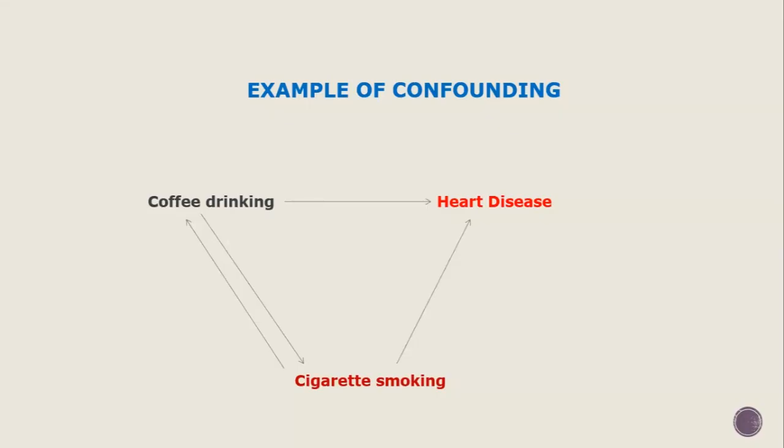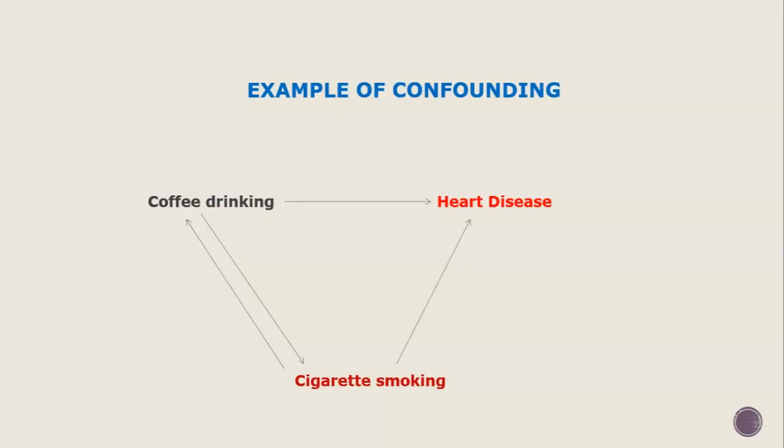So if you're going to do a study and there's a confounder which can distort the true association between exposure and disease, then you're not going to be able to interpret very well whether the effect is caused by the confounder or it is caused by the variable of interest.